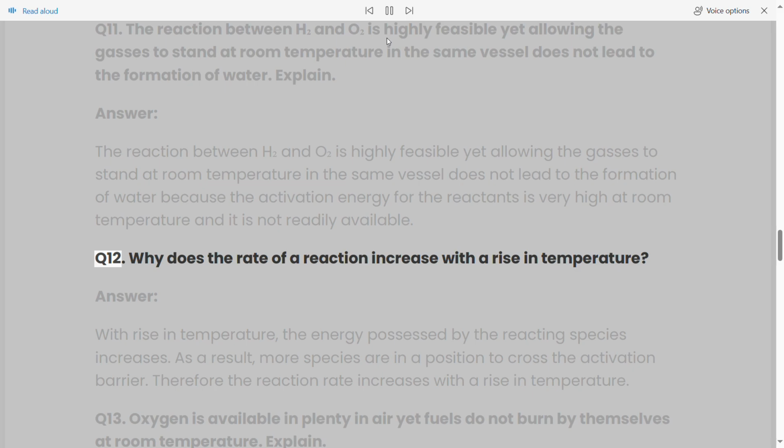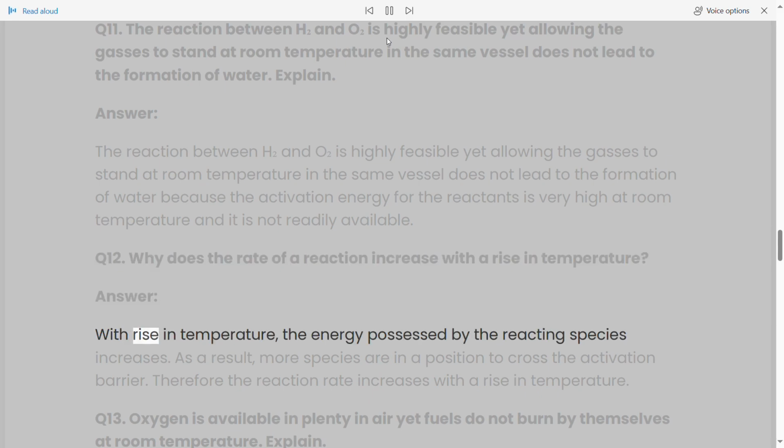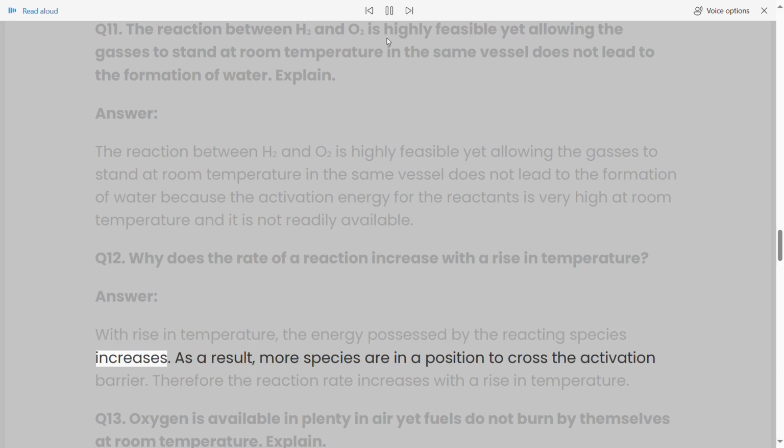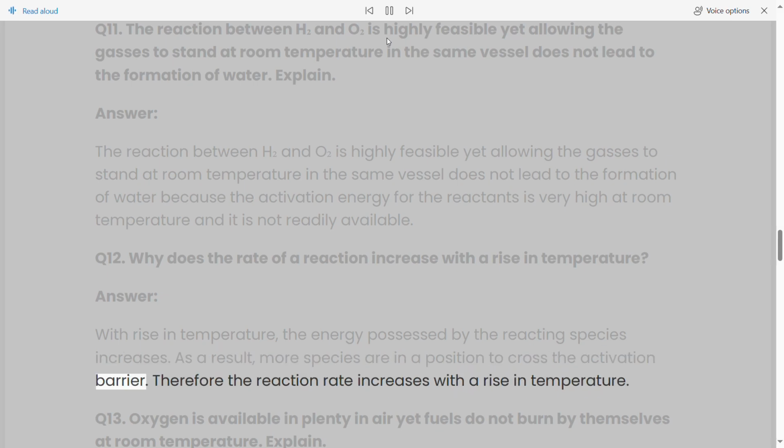Q12. Why does the rate of a reaction increase with a rise in temperature? Answer. With rise in temperature, the energy possessed by the reacting species increases. As a result, more species are in a position to cross the activation barrier. Therefore, the reaction rate increases with a rise in temperature.